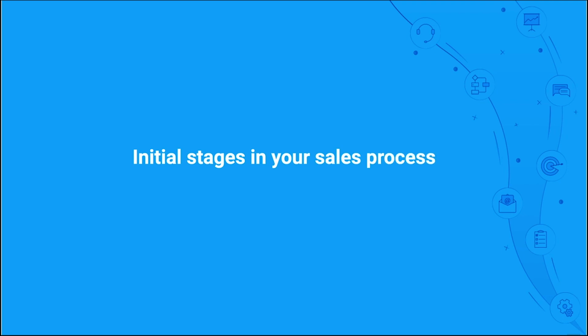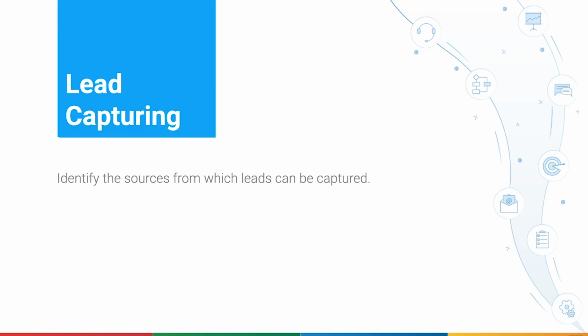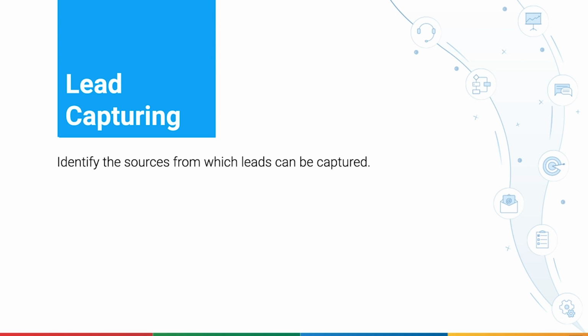Initial stages in your sales process. Now that we've covered an ideal sales cycle in Zoho CRM, let's discuss the initial stage in a sales process, the lead management. The cycle goes like this: lead capturing, distributing, tracking, nurturing, and finally, converting. Plan on how you would like to implement these stages in your CRM account. Lead capturing. First, list down the various sources that your leads come from and how you can capture it all within the leads module.